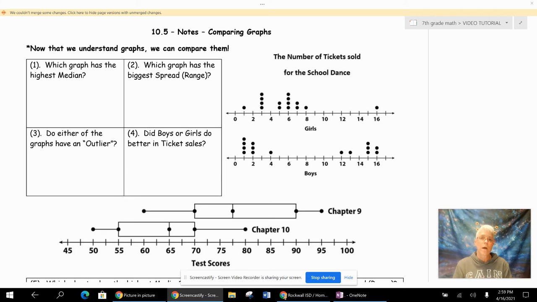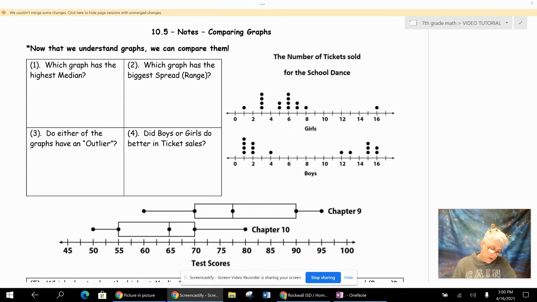Okay, now that we understand graphs, we can begin comparing them because that's usually what graphs are used for. It's to analyze data, compare data. So let's get started. We have here two dot plots, and we're going to compare the data. We're just going to ask a few questions that are going to force us to look at the data for both of these.